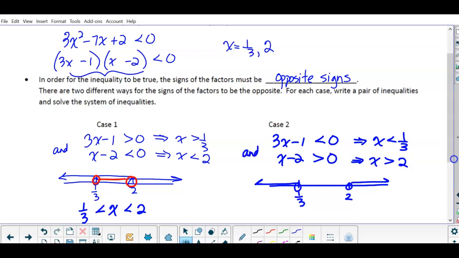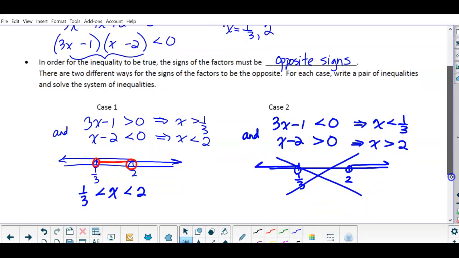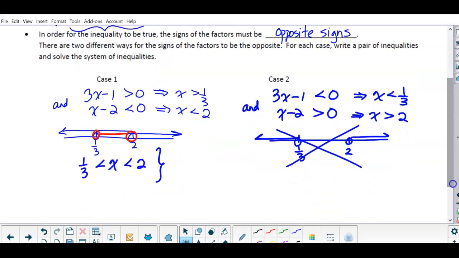Remember, this is and, you have to find all the x values that work for both of them, and so nothing overlaps. So there's no solutions from that. So this ends up being your solution set. Okay? So that's what case analysis is.